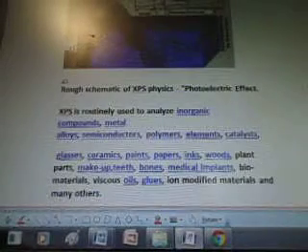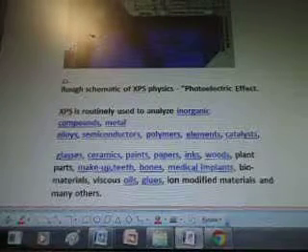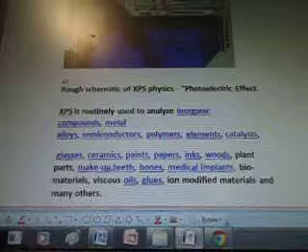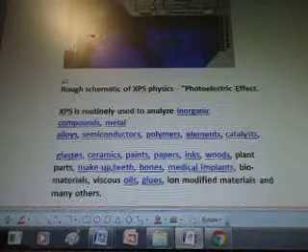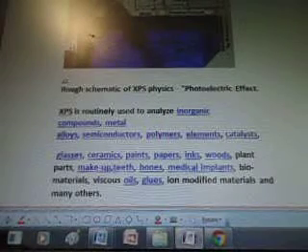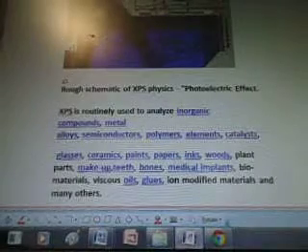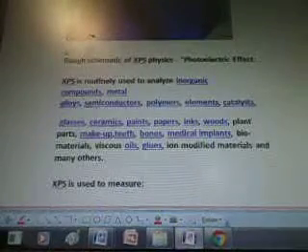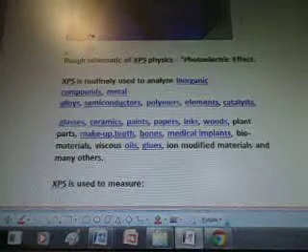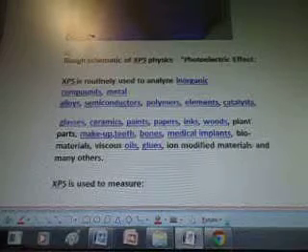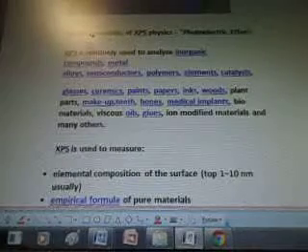XPS is routinely used to analyze inorganic compounds, metal alloys, and we're talking about metal alloys and bendable metals for the exterior of the spaceship. And it's also going to be used to create signals within the spaceship for long distance communications. So metal alloys, semiconductors, polymers, elements, catalysts, glasses, ceramics, paints, papers, inks, woods, plant parts, makeup, teeth, bones, medical implants, biomaterials, viscous oils, glues, ion modified materials, and many others. So it seems to do a lot of things.